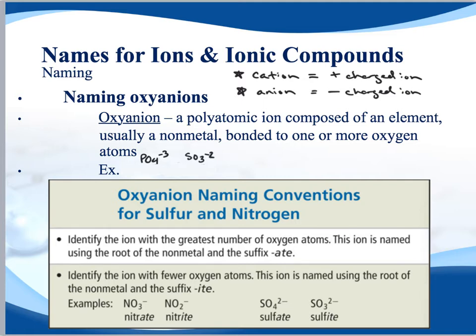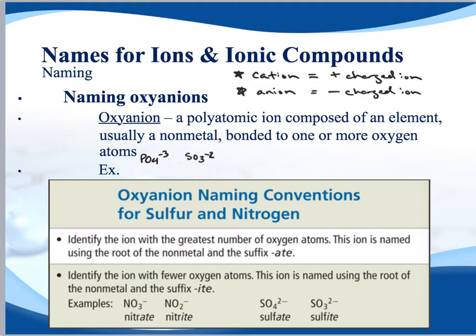So if something's called an oxyanion, what that means is it's an anion, so it's negatively charged, and it has oxygen in it. So, full definition: a polyatomic ion composed of an element, usually a nonmetal, bonded to one or more oxygen atoms. So this is something like here, this is a phosphate ion, PO4 with a -3 charge. It's got the oxygen in it. It's also got the negative charge, making it an anion. SO3 with a -2 charge, that's a sulfite ion. It's an anion and it's got oxygen in it.